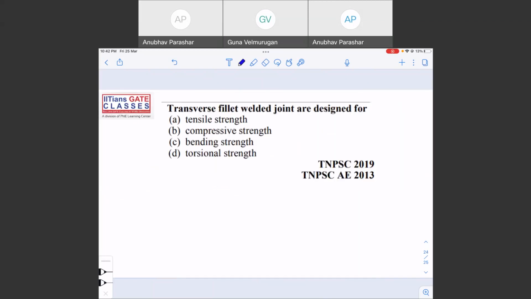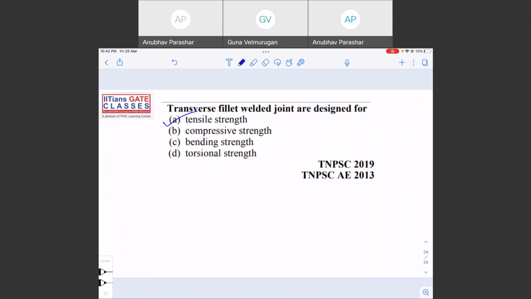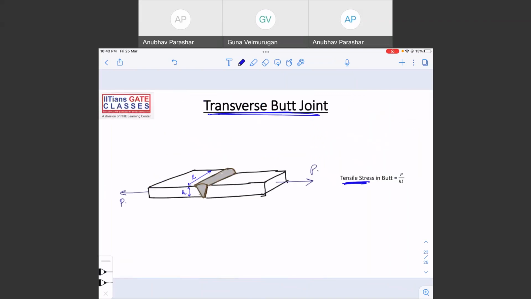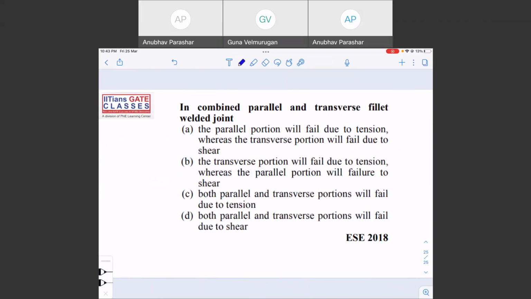Okay, so let us do a simple question. This kind of question is very probable. Transverse fillet weld joints are designed for what? Tensile strength. All the transverse fillet welded joints are designed for tensile strength. This kind of concept you have to remember, and apart from that, you have to remember the formulas also. Generally numerical questions are not asked because it is very simple. So tell me this answer.